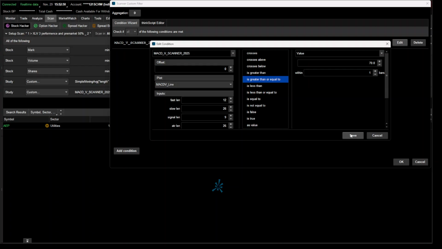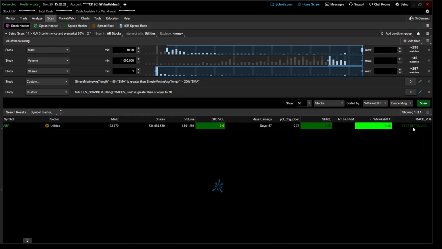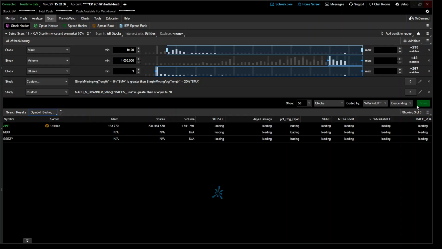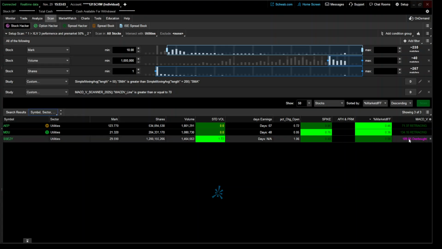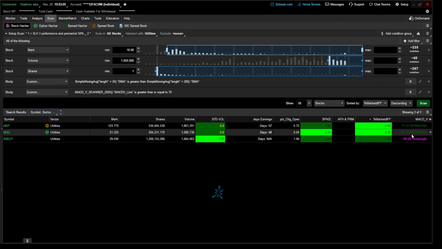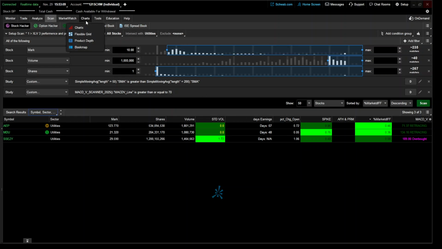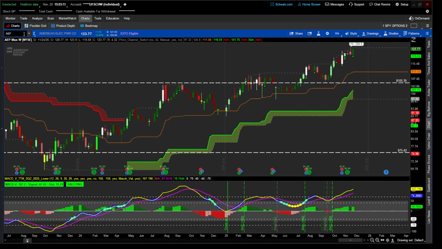But let's go look at some stocks that are actually above 70, greater than or equal to. We're going to get that stock again, but we're looking at it on a daily aspect. So this one's overbought, and that was retracing. So MDU could be a pullback.